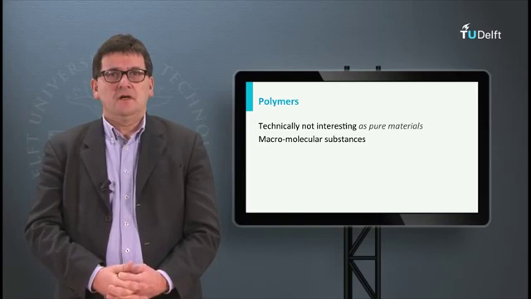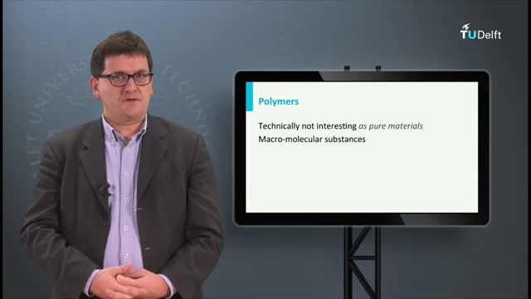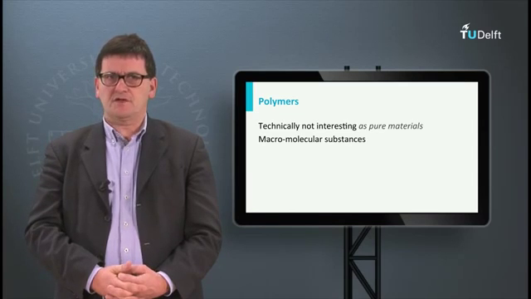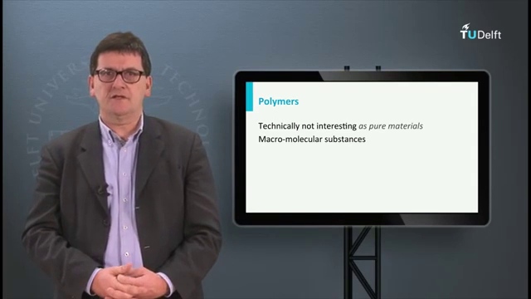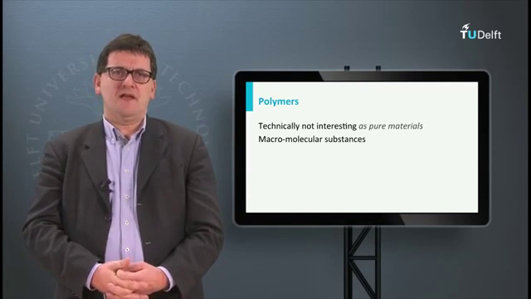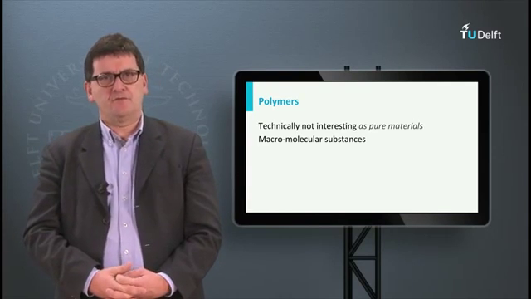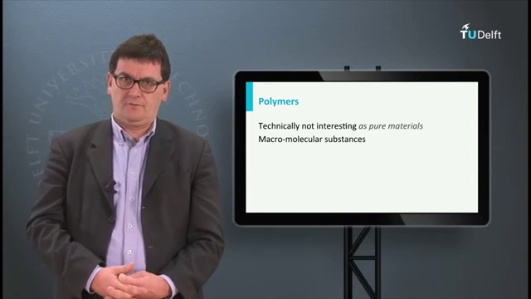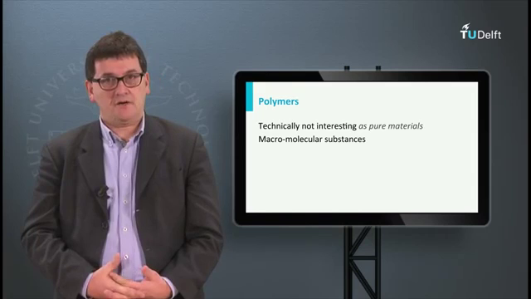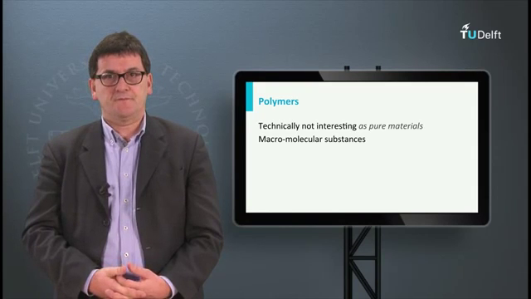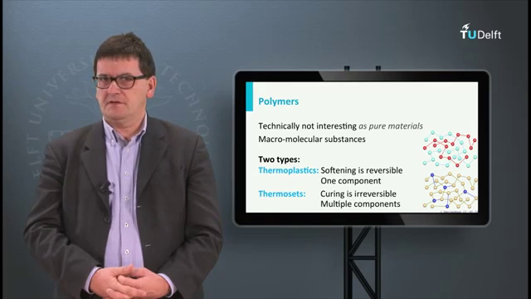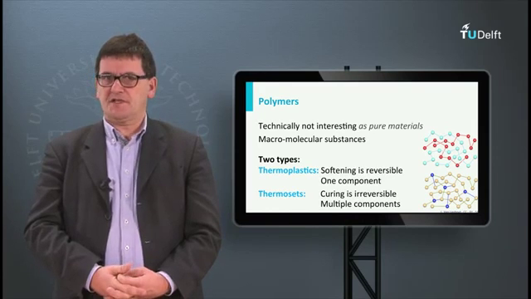Polymers are not very interesting for structural applications. Nevertheless, I would like to discuss them here because they are a very important ingredient of composites. Most polymers are man-made materials, synthesized from refinery products or crude oil. Those monomers are processed to become macromolecular substances. There are two types of polymers which are of interest: thermoplastic and thermoset polymers.